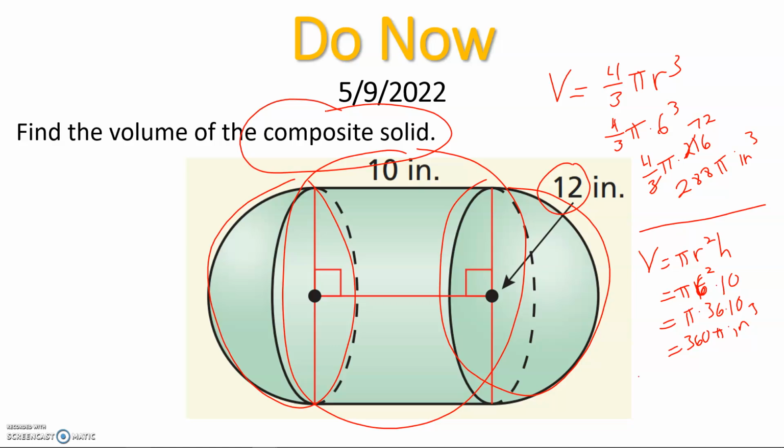Now to get the total volume of the composite object, built up of the parts, we add the two numbers. So our volume for the total is going to be the sum. So 288 plus our 360, which in this case comes out to be, let's see, 8 and 6 is 14, so 648, and sorry, both of these have pi, cubic inches. And that's it.